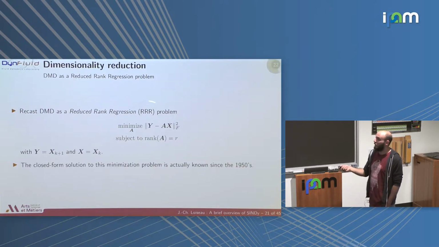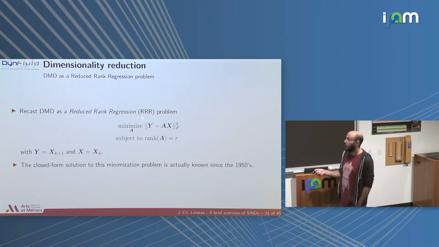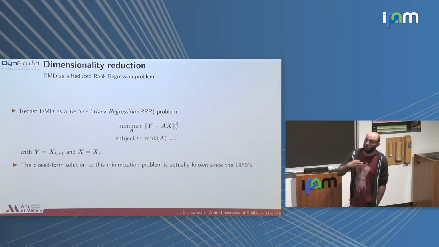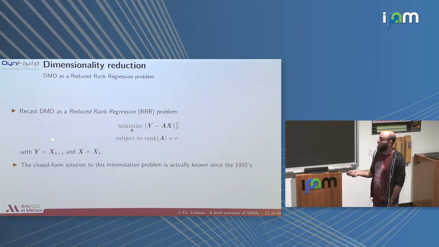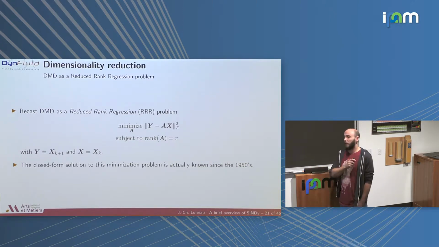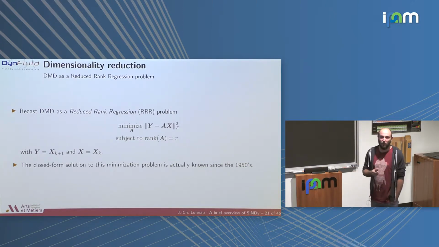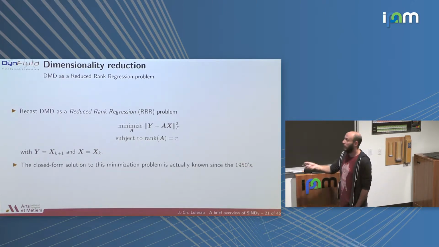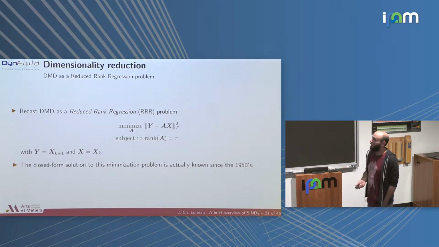Well, we can recast DMD as a reduced rank regression problem. We say X is the state at time k, and Y is a big matrix with the one-step-ahead evolution of the state. We're going to try to minimize the norm of this difference over all possible A, subject to a rank constraint. And actually, the analytical solution to this problem has been known for 70 years. The whole DMD stuff is actually known since 1951 precisely. We have a theorem that gives us the optimal solution to this problem.